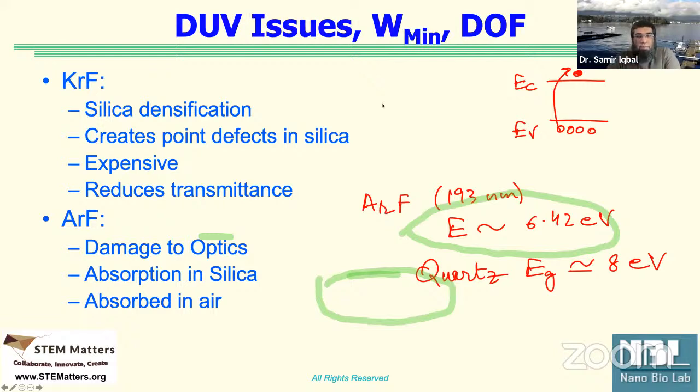6.42 electron volt from hc over lambda. And quartz is silicon dioxide, the glass we are using for lenses, and it has a band gap energy of 8 electron volt. So it's getting almost to the energy of those materials that are used.